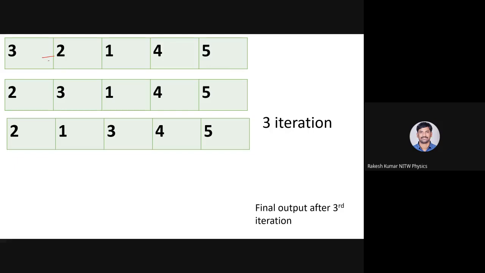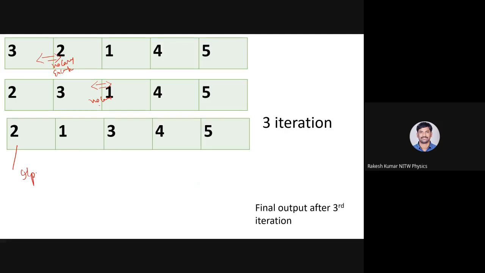I'll compare 3 and 2, no carry, so exchange. So 2 and 3 are exchanged. Now 3 and 1 will be compared, no carry, exchange. 1 and 3 is compared, and 3 and 4 is compared, so no, it will go to the loop. Fine. So again, do I need to do one more or is it over? One more. So one more, you are supposed to take this as an input for the next iteration.